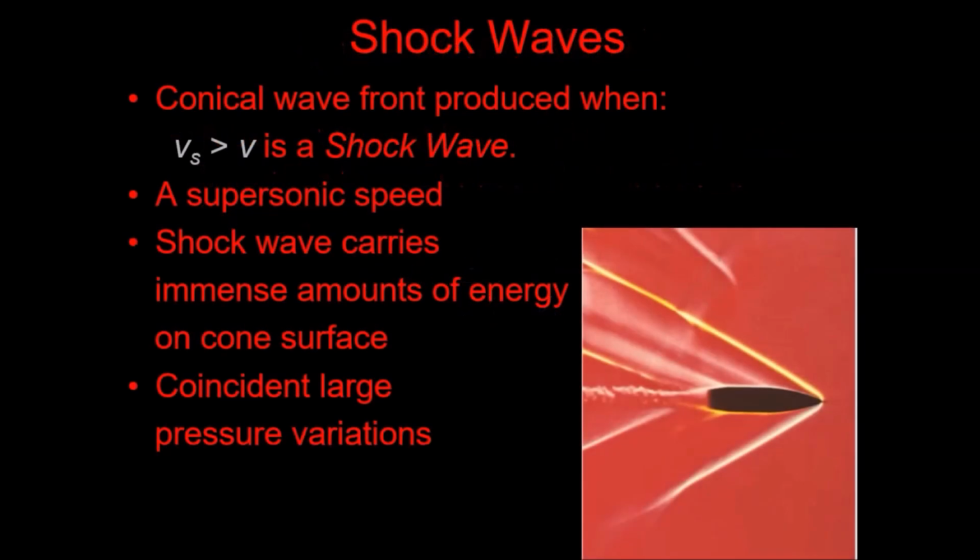Now when we're looking at a shock wave, we have our conical shock wave produced, and here's our bullet again, this time in colour, moving from the left to the right. And that carries an enormous amount of energy along the surface of this cone, giving you these massive pressure variations in a very condensed space, hence that enormous cone that was produced by the aircraft in the previous slide.